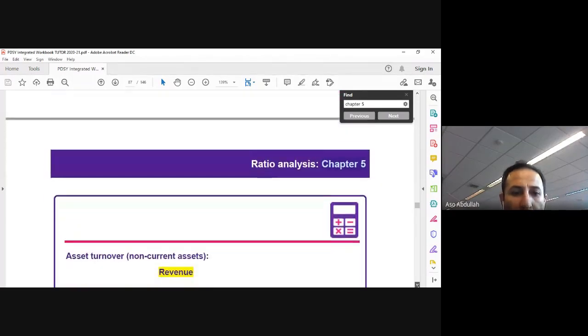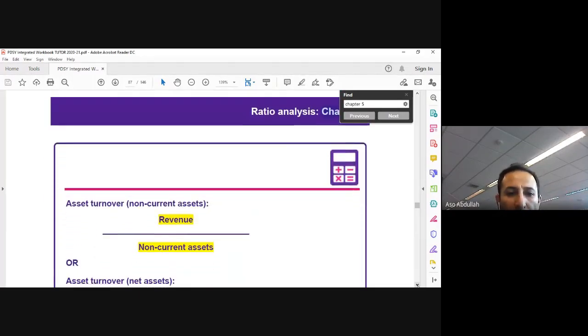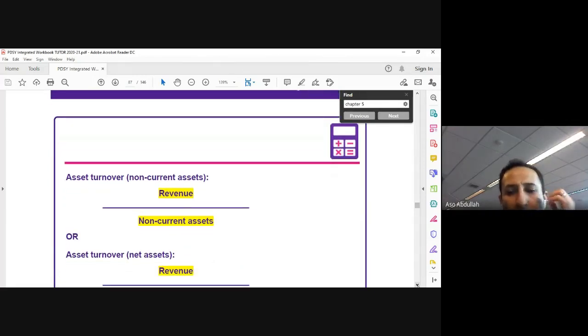Everyone's still here. Okay, this is another ratio, relating to asset turnover. Companies have different types of non-current assets. When I say non-current assets, it means long-term, physical assets. For example, what is a non-current asset? It could be machinery, land, buildings, fixtures and fittings, and whatever. There are so many types of non-current assets.